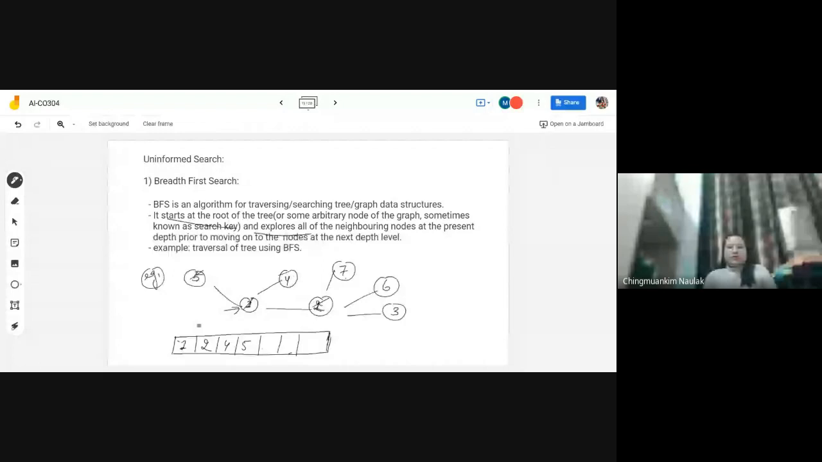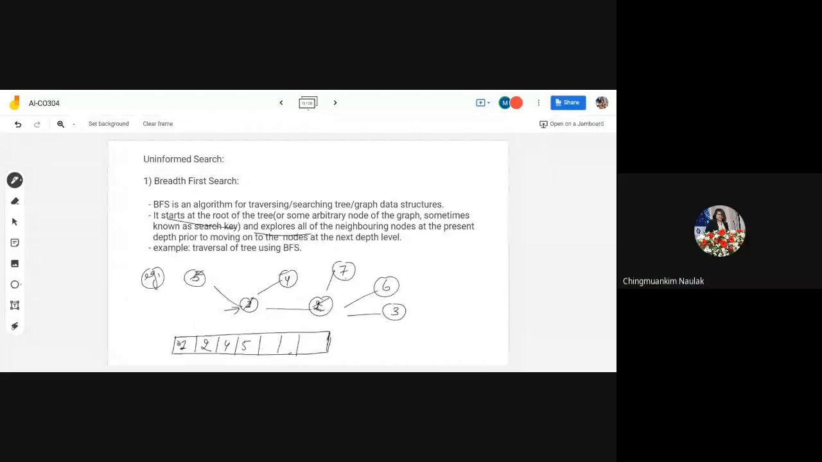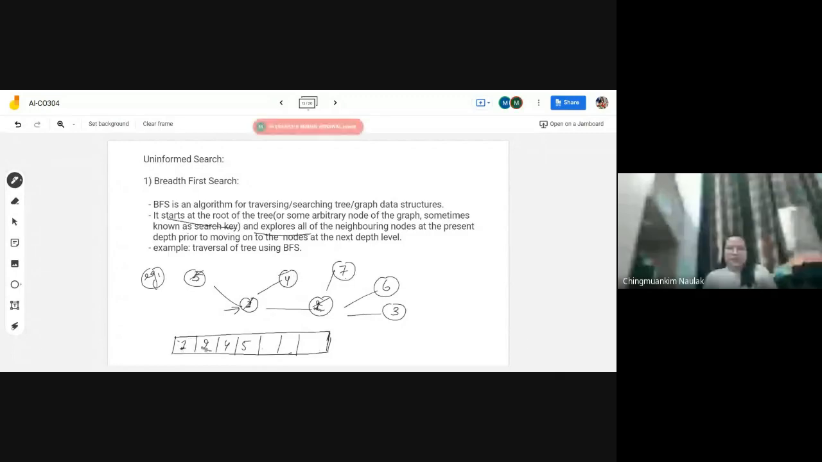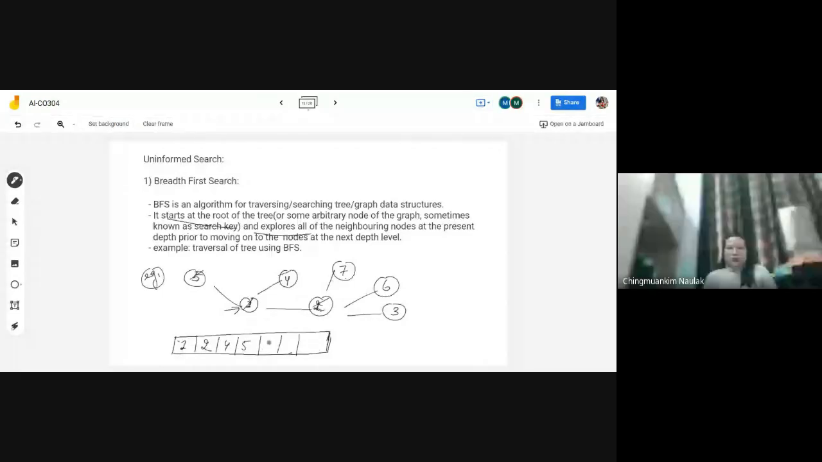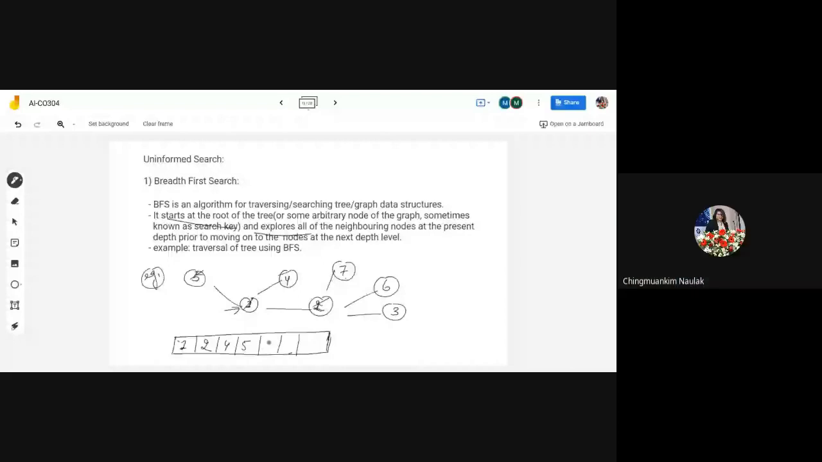So what is the first node that you visited, which is the adjacent node of 1? That is 2. So try to explore the neighboring nodes of 2. You have 7, 6, and 3, right? So just write 7, 6, and 3. That's how BFS search is done.